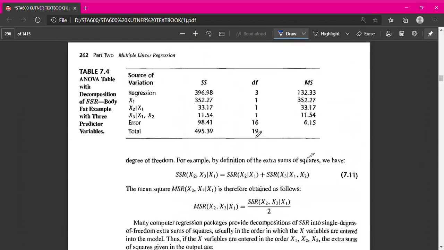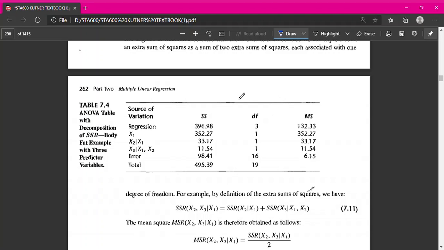Okay, contohnya kat sini. Okay, ni regression, SSR. Bila kita regress all the X1, X2 and X3. So, kalau tengok dekat page 258. Tadi kan, kita untuk Anova Table D. So, SSR-nya adalah 396.98. You boleh refer page 258. And then, SSE-nya adalah 98.41. Dan SST adalah 495.39.